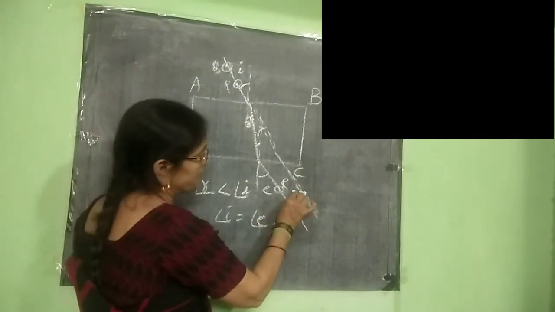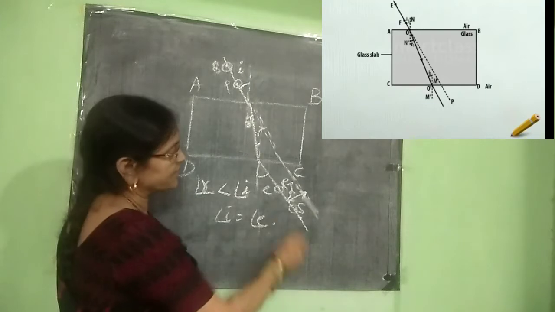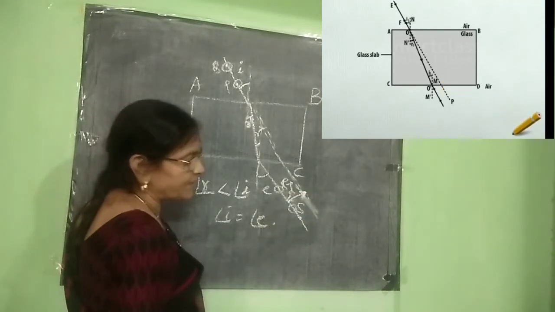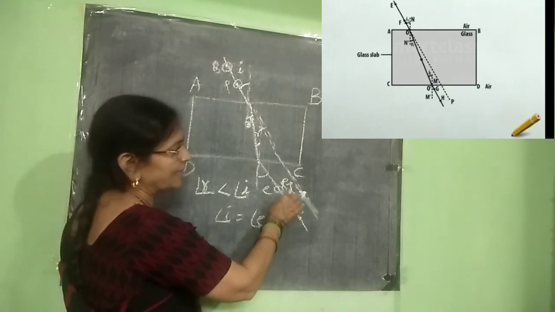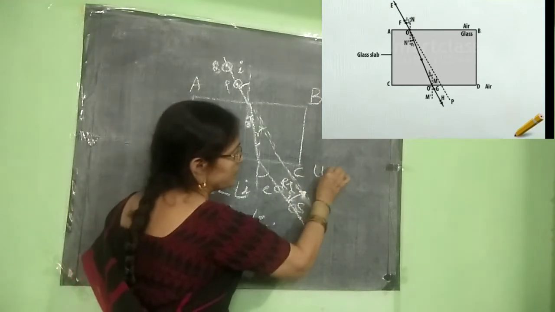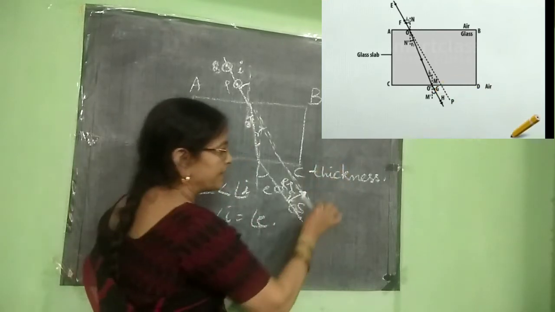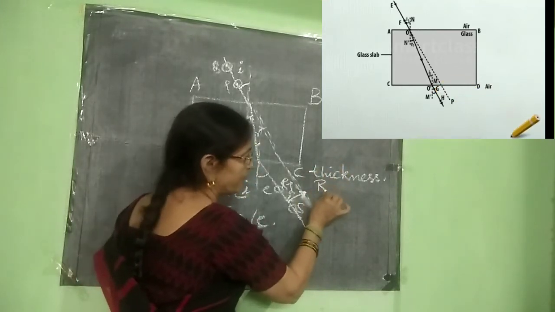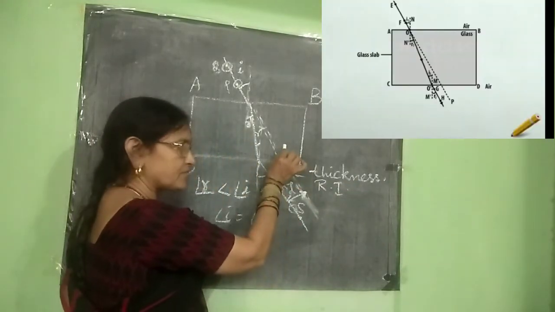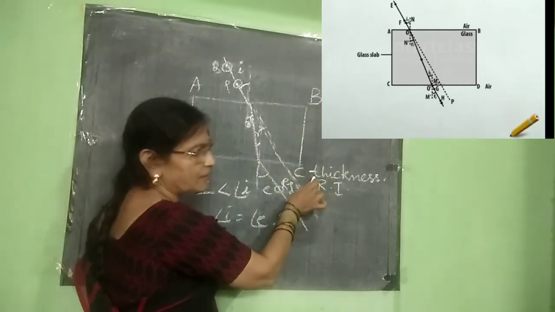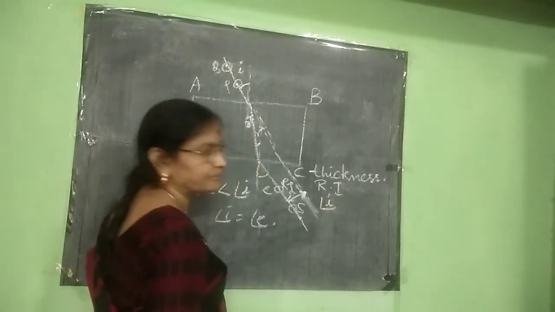Then the distance between these two parallel lines is known as lateral displacement, or lateral shift. This lateral shift depends upon the thickness of the medium, the optical density, that is the refractive index of the medium, and the angle of incidence, angle I.